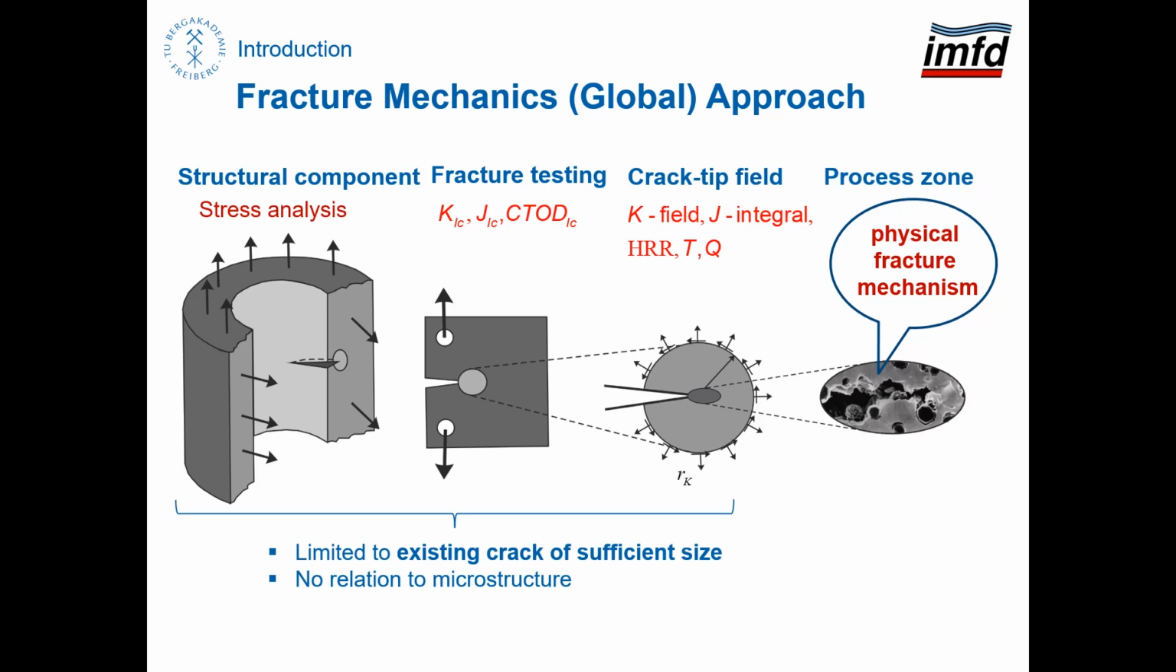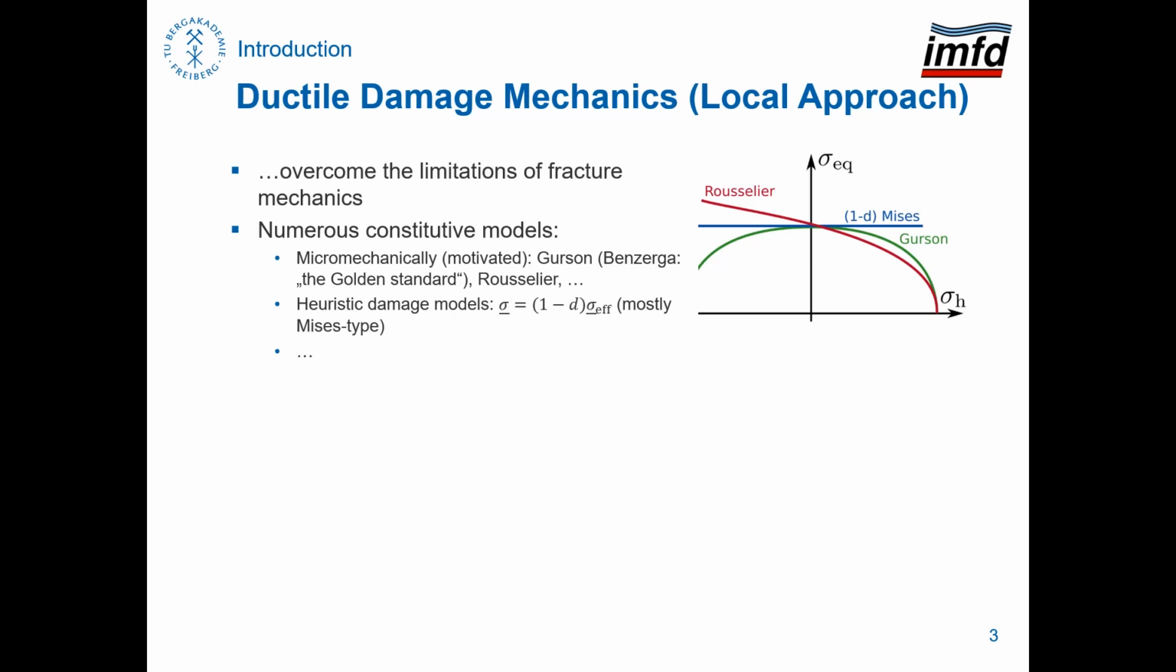The obvious limitation is the necessary existence of cracks. Their locations, sizes and shapes are often unknown, especially during design and safety analysis of new components. To overcome the limitations of the global approach, damage mechanics models have been developed as promising tools. Within the framework of the so-called local approach, the micromechanically motivated Gurson model seems to be of high interest for the description of ductile damage, besides others.